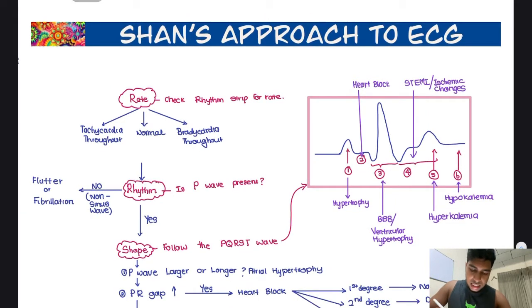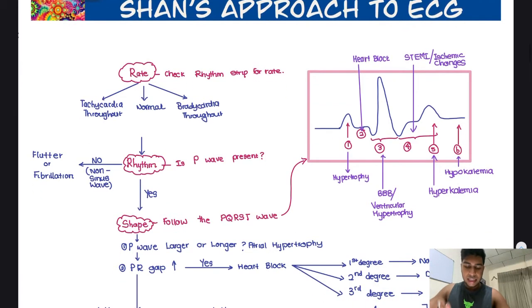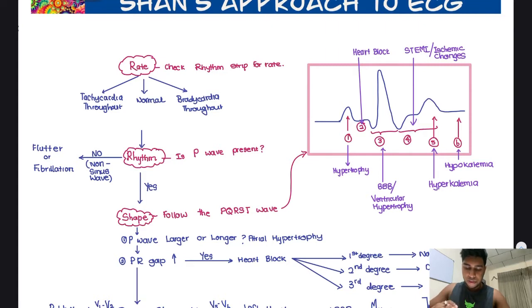The first is the rate. I always check the rate. Just remember these 3 rules: rate, rhythm, and shape. Okay, first, the rate. You check the rhythm strip to see if it is beating faster than normal or if it is beating slower than normal. I'll teach you how to do those. I just want to go through an overview.